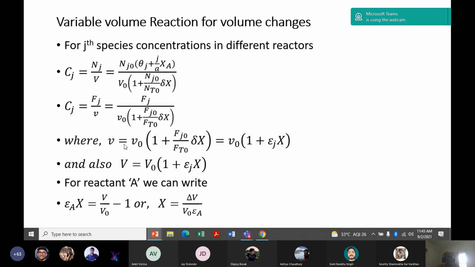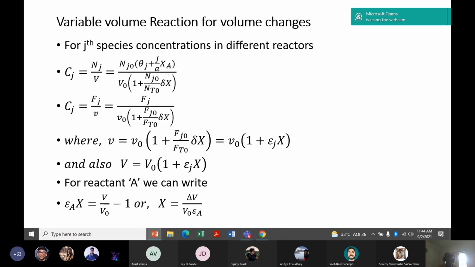And it is rewritten here, V is equal to this and V by V0 is 1 plus epsilon J x. What is J? J depends on the species. If it is A, then epsilon A will be there. So this will be epsilon A x. And what is epsilon A x? This is V by V0 minus 1. So what is X? X is delta V by V0 epsilon A. And what is delta V? Delta V is V minus V0. In the Levenspiel book, you will find for complete conversion, the fractional volume change is the epsilon.